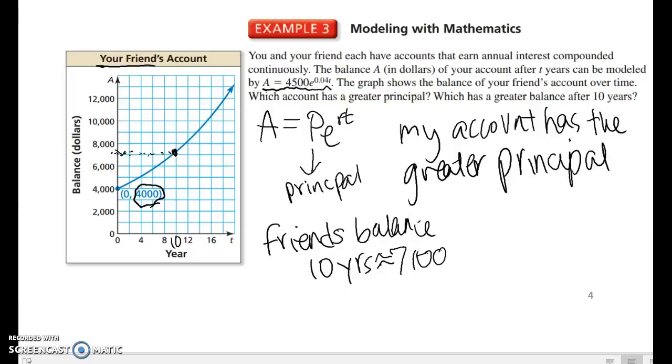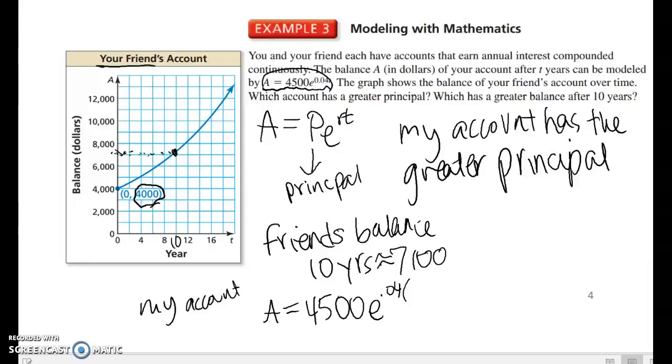Then for my account, I'm going to use the formula up here, and I'm going to say A equals, this is my account, 4,500 times e to the 0.04 times 10. Now, e is in your calculator, so I can show you tomorrow how to calculate it if you can't find it. But we would just plug this into a calculator, and we get approximately $6,713.24.